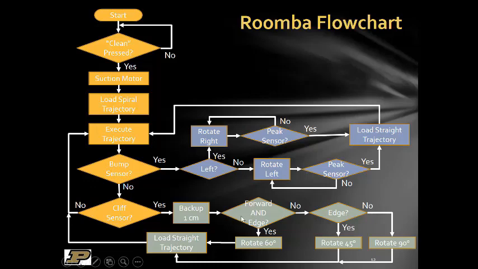Now, if it's not both sensors, then it's going to check, is it the edge alone? If yes, it rotates 45 degrees. If it's not the edge, then that means it's only the forward sensor alone. So in that case, remember, it rotates 90 degrees. In both cases, you load the straight trajectory and just start taking off in the straight direction, okay? And you start looping again. So basically this is the flow of execution of the program. Okay?